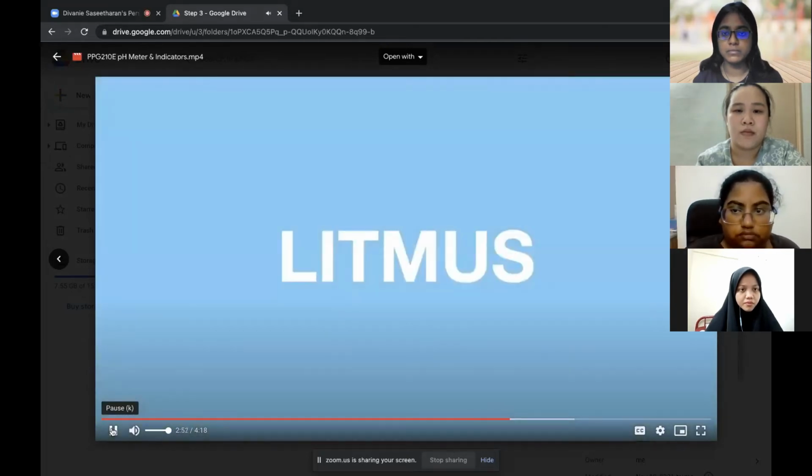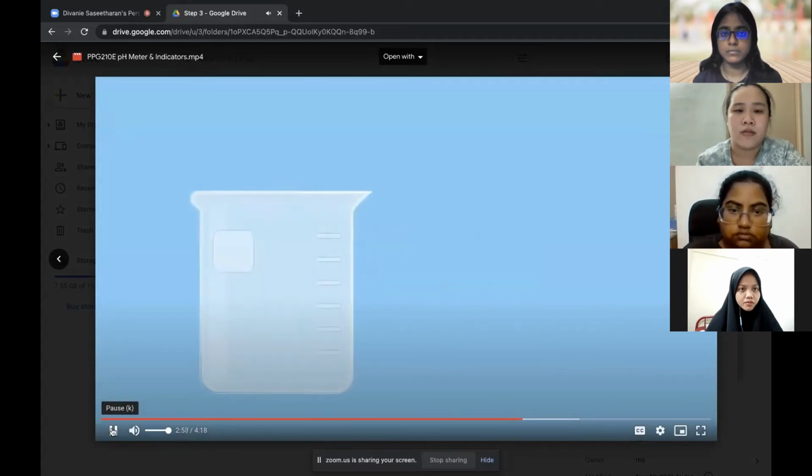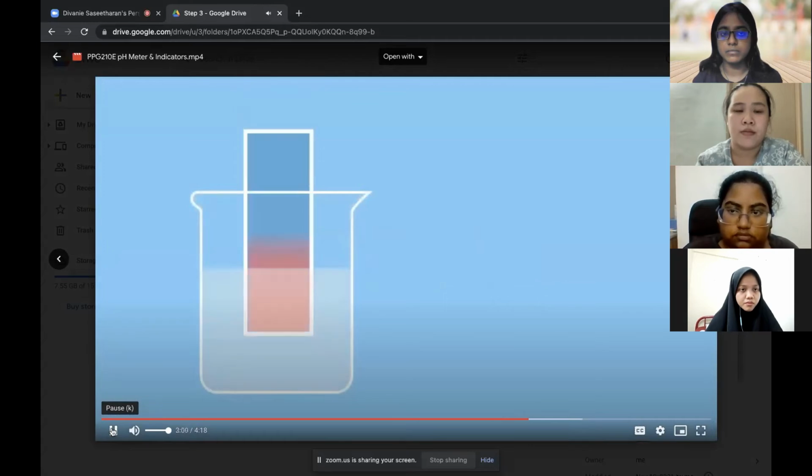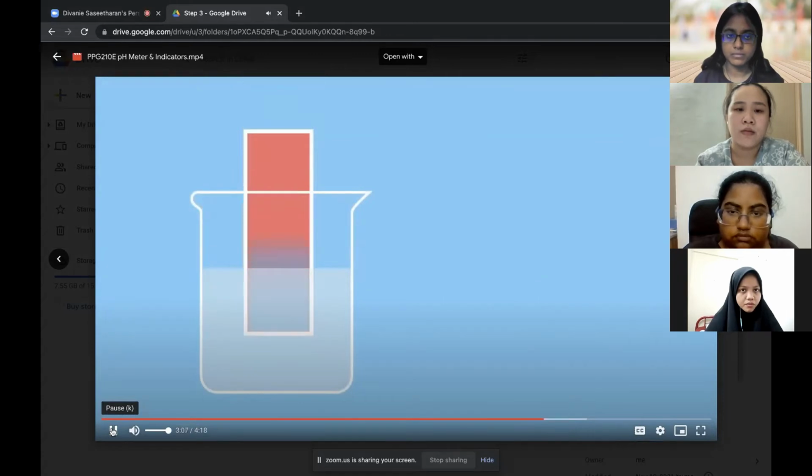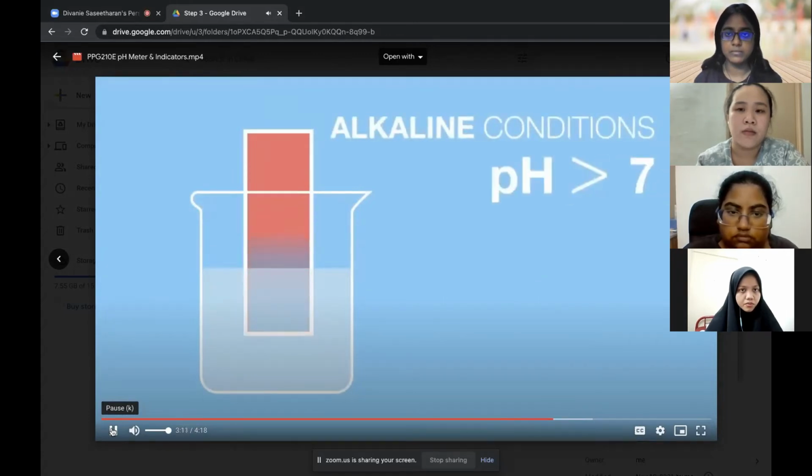Litmus is another indicator commonly found absorbed onto paper as litmus paper. Blue litmus paper turns red under acidic conditions, pH less than 7. Red litmus paper turns blue under alkaline conditions, pH greater than 7.